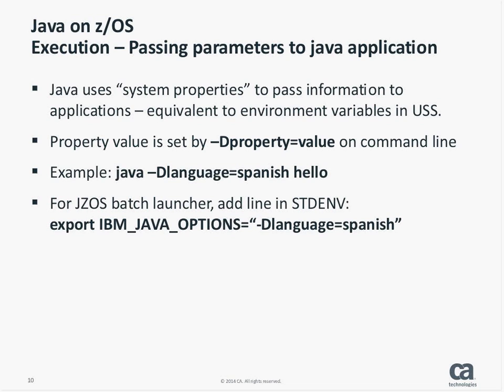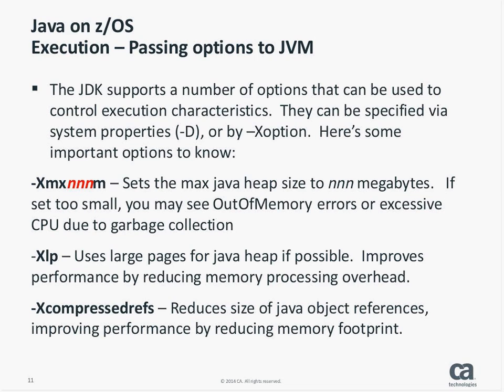In the JVM batch launcher, there's another mechanism for including Java options, and that's an environment variable called IBM_JAVA_OPTIONS, where we would set that. And if you look at a typical Tomcat or JBoss installation in the standard env, you'll see a lot of these passed in one big Java options variable setting. In addition, you can pass various execution options to the JVM to execute a Java program.